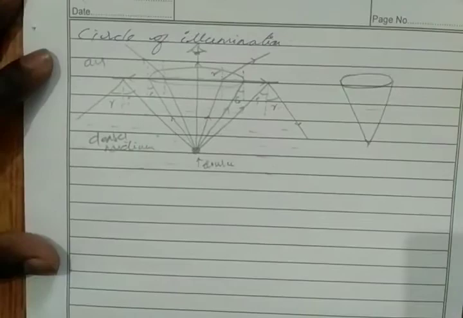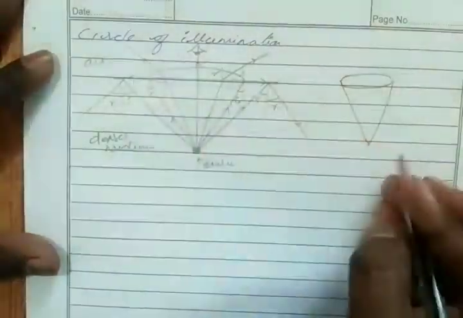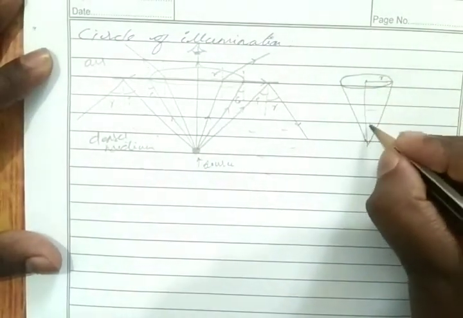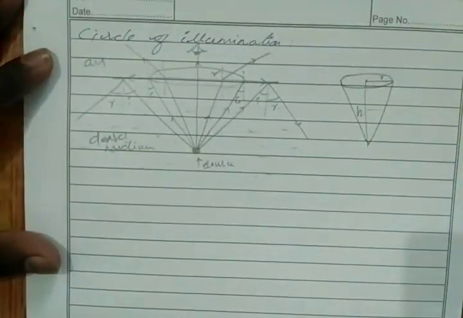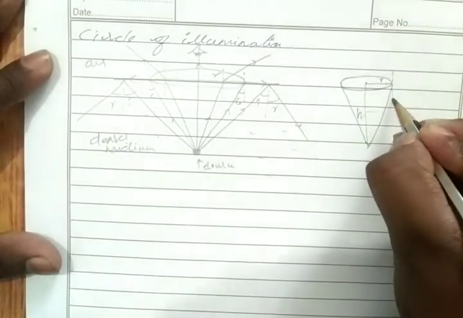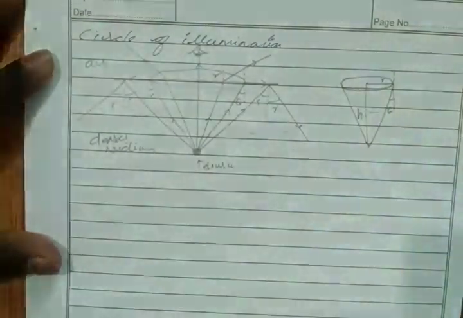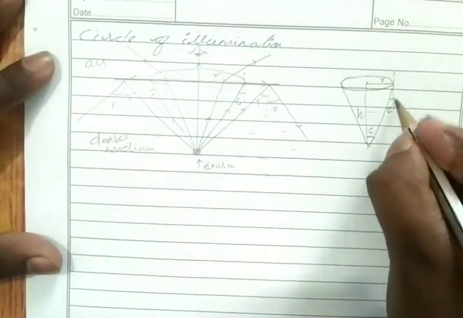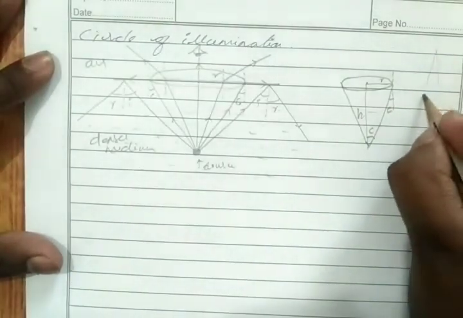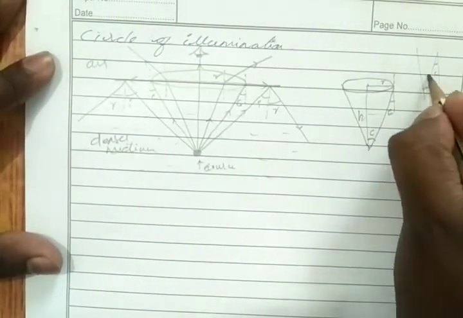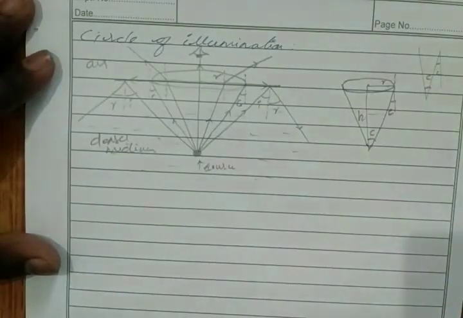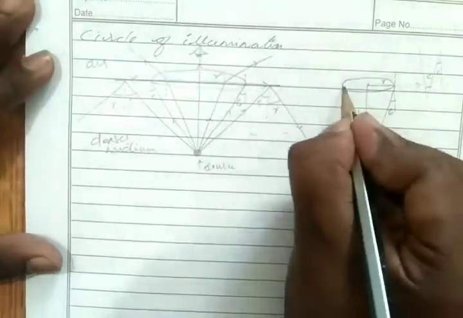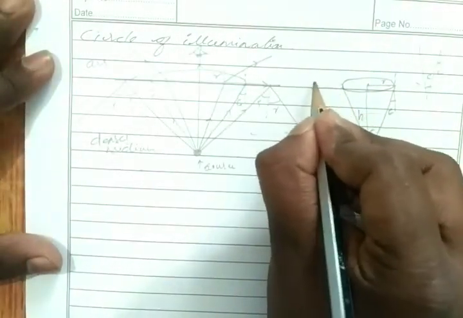Okay, so I just take this cone only. It has radius r and height h. What is this angle? This angle is known as the critical angle. Then what is this angle? This angle will also be the critical angle, in a Z structure. This angle is C, this angle also C. Correct? So at this critical angle, light grazes the interface. Here also light grazes the interface.